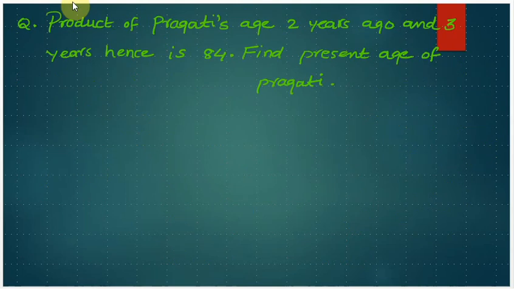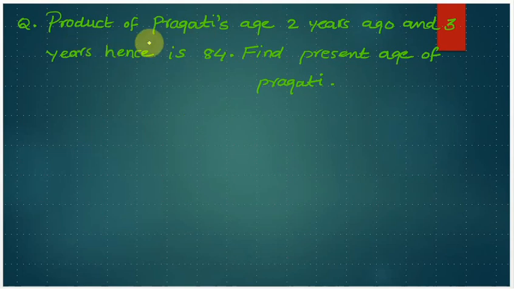Now this is the last question about the quadratic equation. The product of Pragati's age 2 years ago and 3 years hence is 84. Find the present age of Pragati. In this question, we have to find the present age of Pragati.